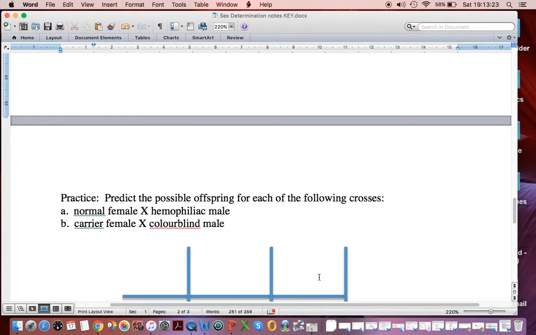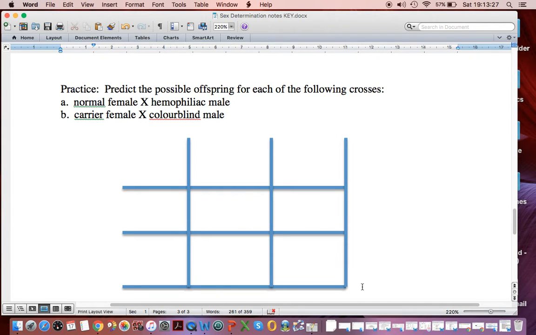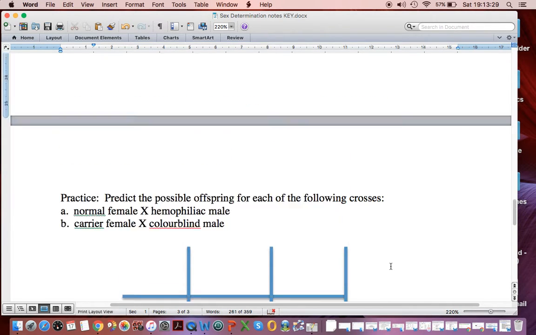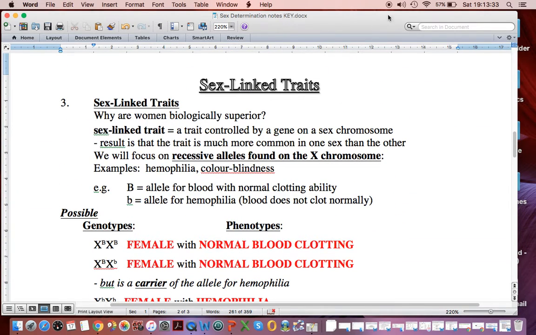And that's what it's talking about here. So you can give that a go, try these out, and if you're struggling with those, send me an email so we can take a look at things. So that was sex-linked traits.